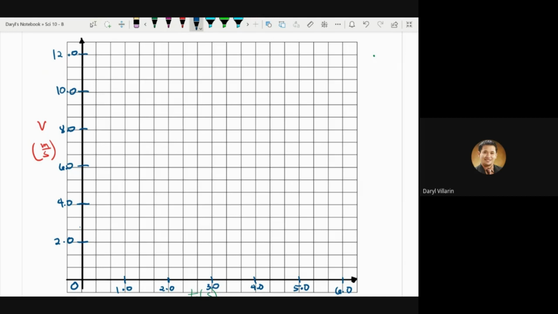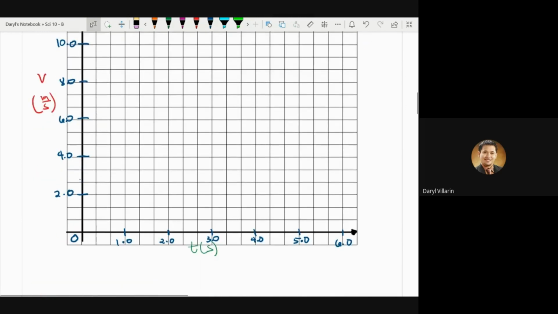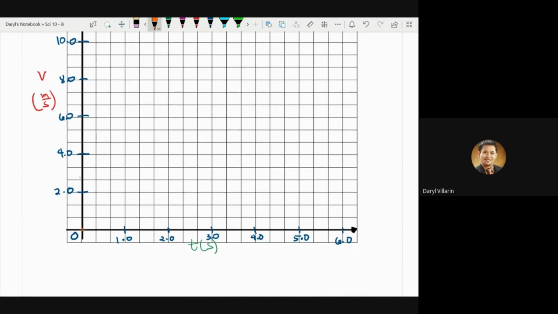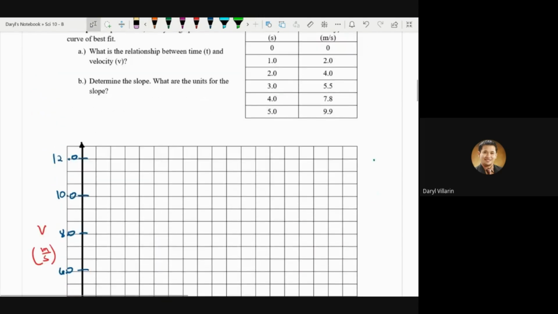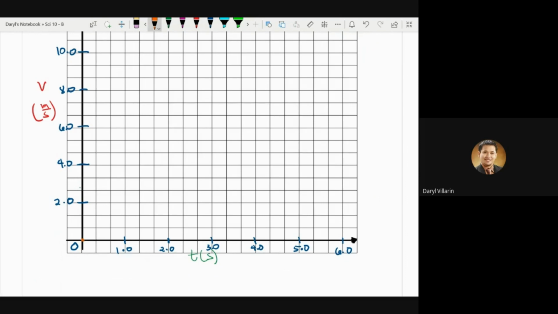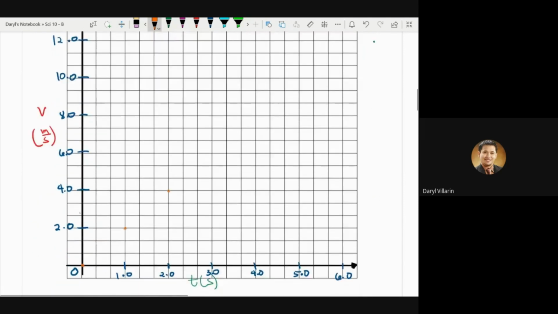So the next thing that you're gonna do is now we're gonna do plotting. So again, we're gonna use a fine point, and our first data point is 0, 0. So that would be 0x, 0y. Next is for time of 1 second, the velocity is 2. 1 second, 2. For 2 seconds, it's 4. So 2 and then 4. And then 3 seconds, you have 5.5.